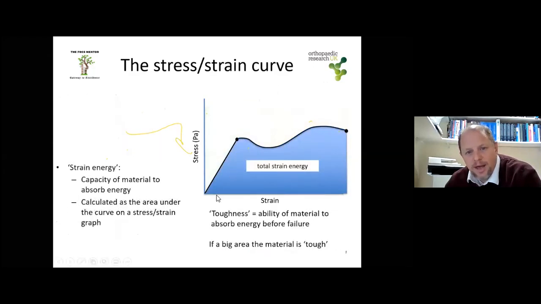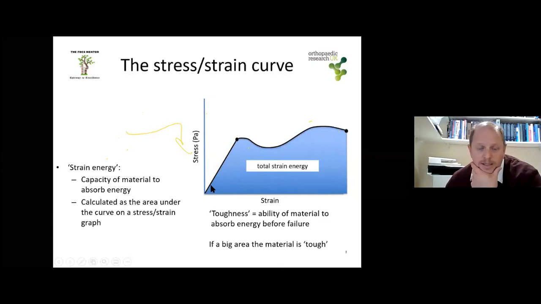Because the other element that we need to talk about is this concept of toughness. What's important about material properties is to recognize a difference between the idea of strength, which is the ultimate tensile strength, and toughness, which is actually a measure of the total strain energy. And the total strain energy is the area underneath the stress strain graph.